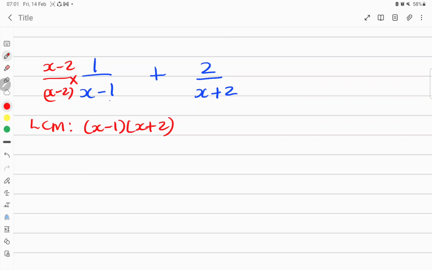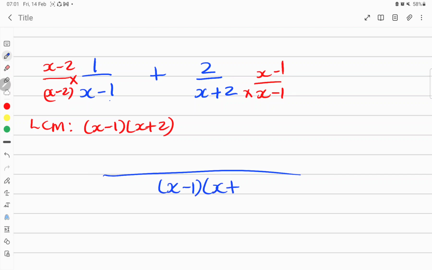There I'm going to times by x minus 1. Then what's going to happen? I keep that one in my denominator. Then from there I simplify. 1 times that is that. If there was a number 2, then I will put it in front there to multiply. But it's 1, so it doesn't matter.